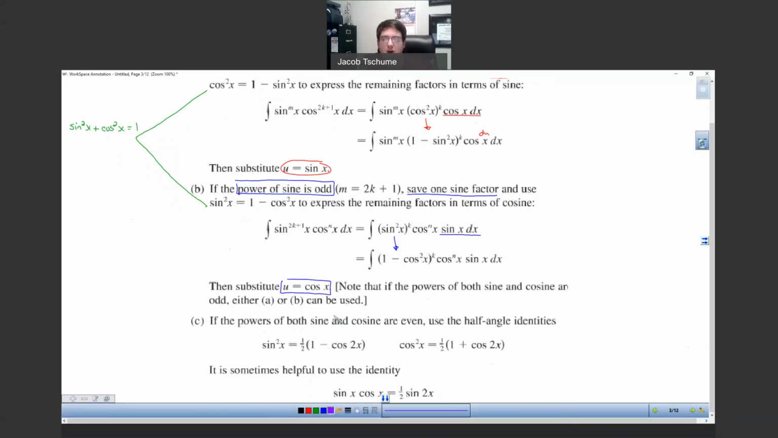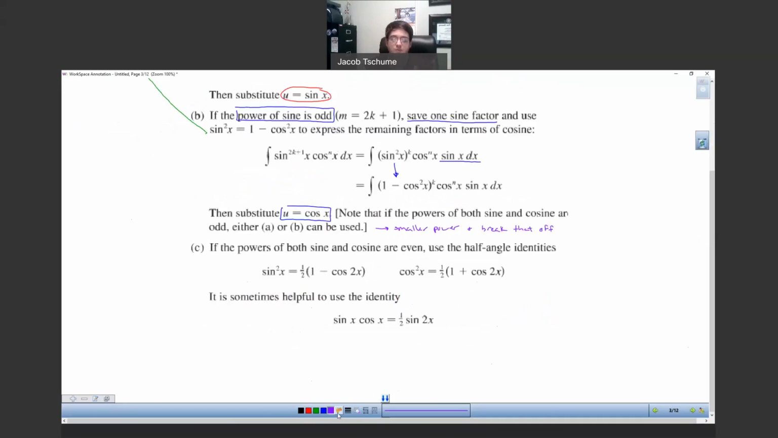Now, another thing is, what happens if both powers of sine and cosine are odd? If both of them are odd, you can either do strategy A or strategy B. It doesn't matter, they will both work the same way. My suggestion would be that if they are both odd, I would take the smaller power and break that off. So if cosine is a smaller power than sine, I would break a cosine off. If sine is smaller, I would break a sine off. It really doesn't matter. That'll just make the numbers a little bit more reasonable.